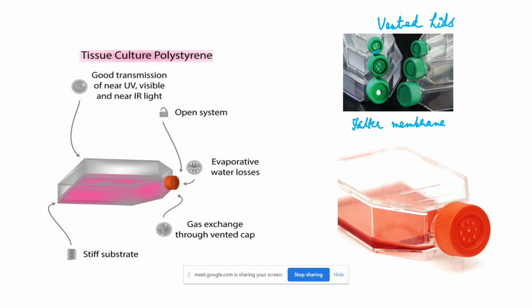Here in this flask also, you can see there are some holes, and if you flip the lid around, you will see this filter membrane. As you can see in the T flask here, the gaseous exchange is taking place through the vented cap. But you have to make sure that even if the cap is vented, you do not close the lid very tightly so as to stop any gaseous exchange. You still have to leave it slightly open.